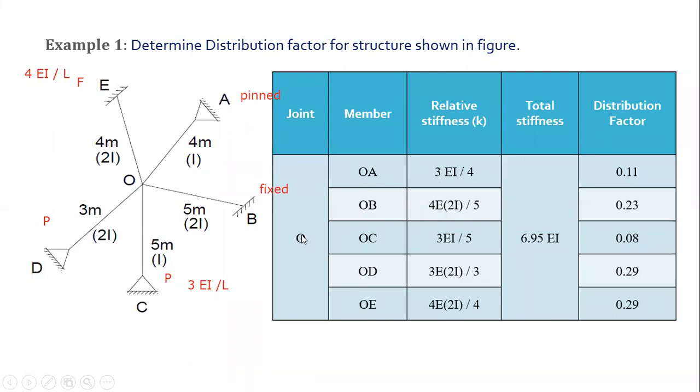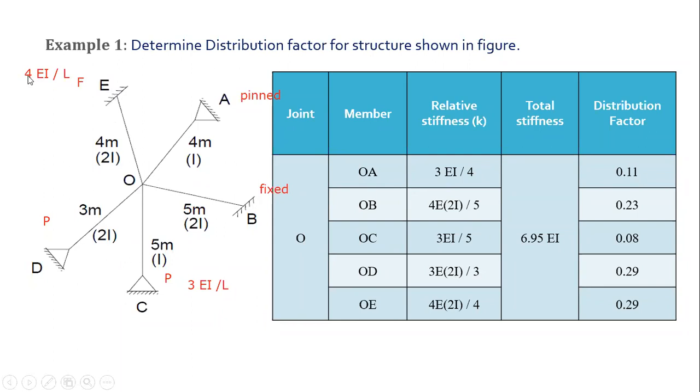If you talk about the next one, OB, the far end is fixed, so it will be 4E. Instead of I, it is 2I, so I need to write 2I. So it will be 4E 2I by 5. If you are talking about OC, again 3EI by L. It is constant I, so I will write I, and the length is 5. Similarly for this one, 3E, here I is replaced with 2I, and as it is pinned it will be 3, and the length is also 3. Similarly I can do it for OE.